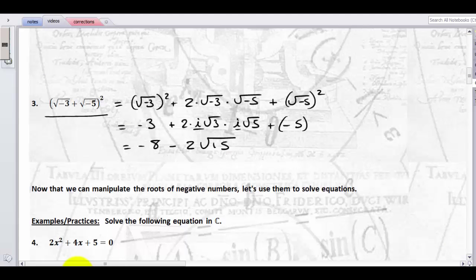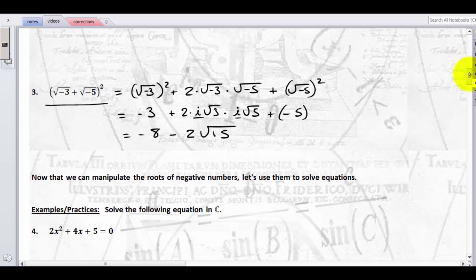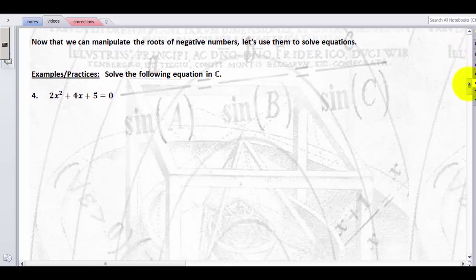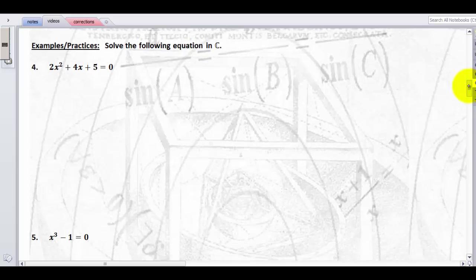Let's move on with more examples. So these were just square roots of negative numbers. Now, let's solve some equations with complex numbers. So for example, here's the first equation right here. Actually, you know what? I'm going to let you do this one. Please do number 4. I'm going to do number 5. And by doing number 5, you will have a little bit of number 4 there.